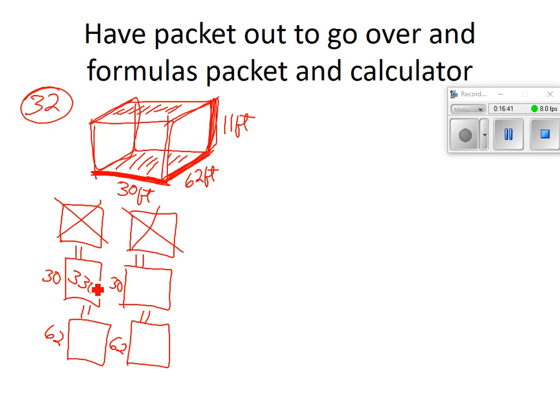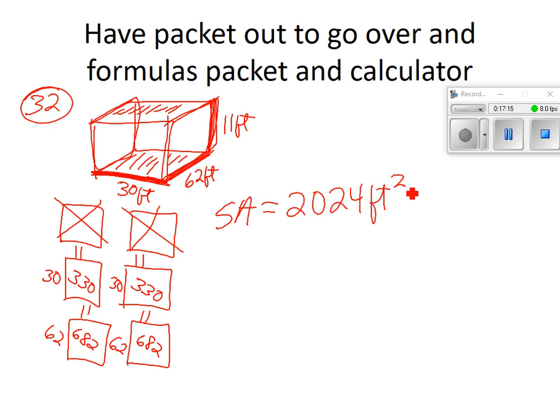330. What's the second one? 330. What's this one? 682. What's this one? Same. This one was easier than the last one. What are we gonna do with all that? Add it all together. That's gonna give us the surface area. What's the surface area? 2024 feet squared. And then divide by 100.